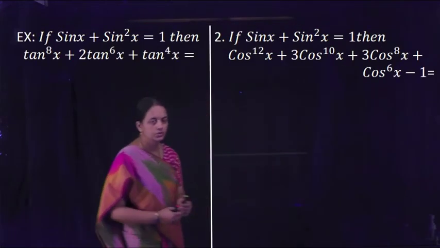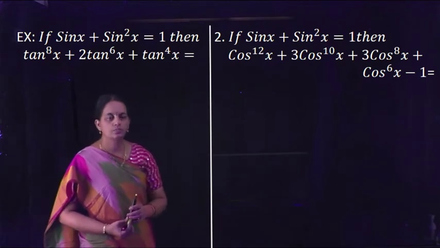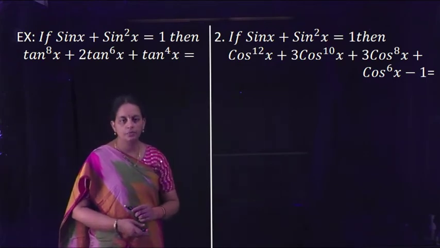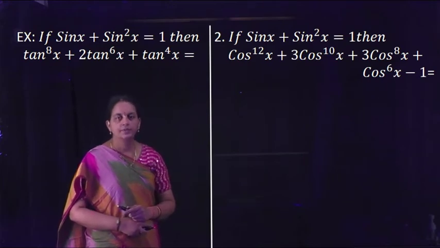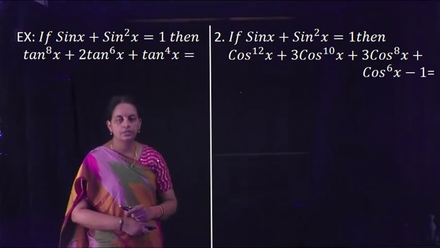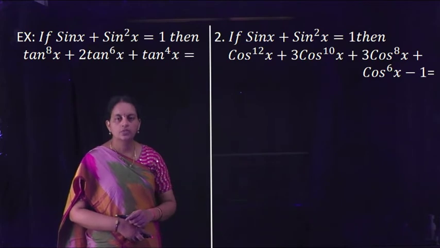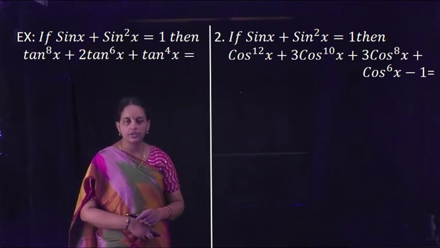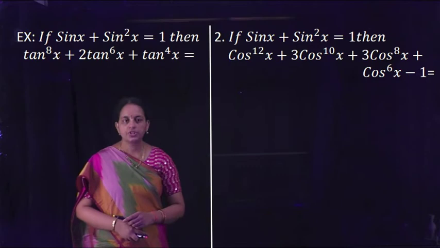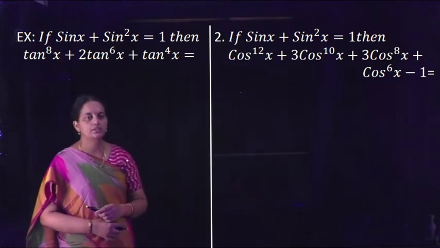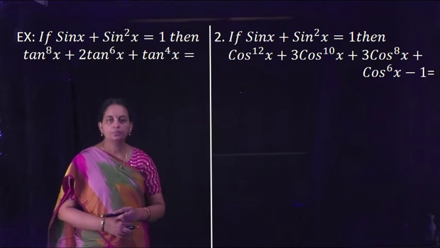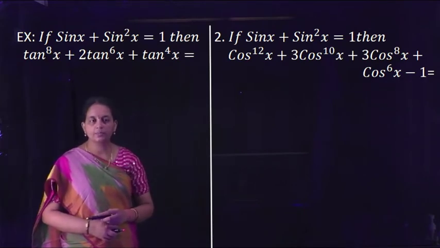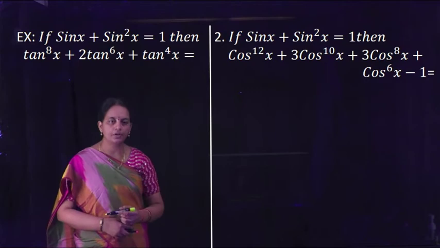Now, we can discuss some examples based on the above formula. That is, if sin x plus sin square x is equal to 1, then cos square x plus cos power 4x is equal to 1, and tan square x plus tan power 4x also equal to 1. Here the question is, if sin x plus sin square x is equal to 1, then what is the value of tan power 8x plus 2 tan power 6x plus tan power 4x?